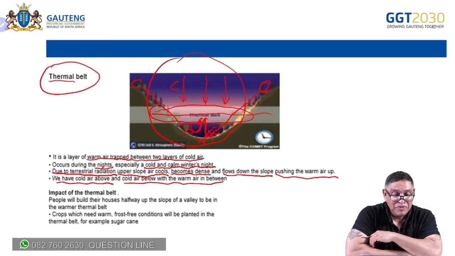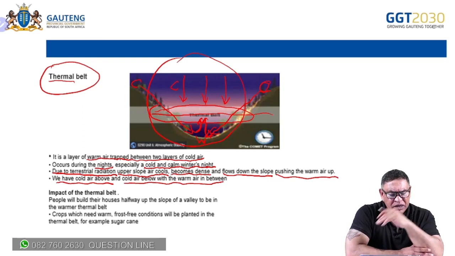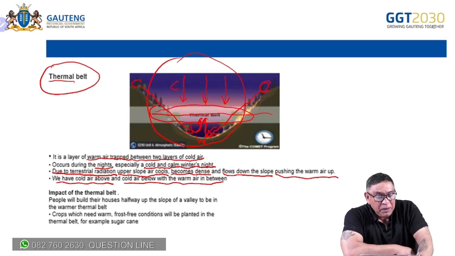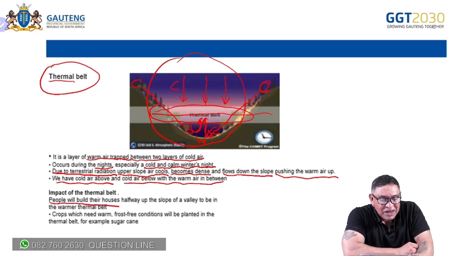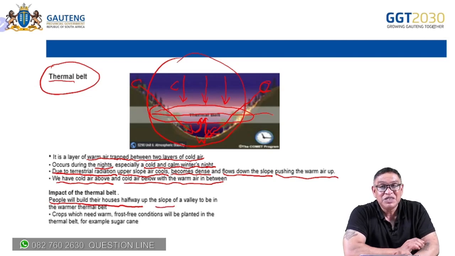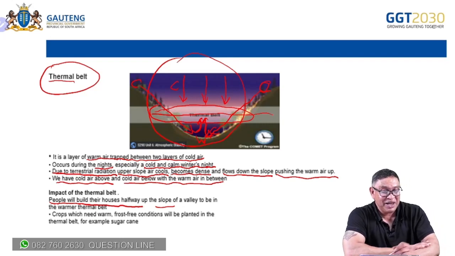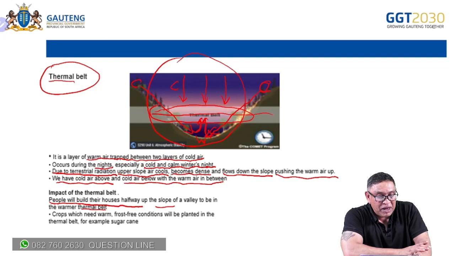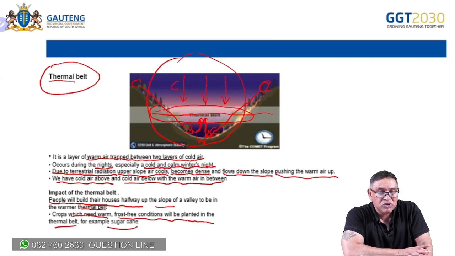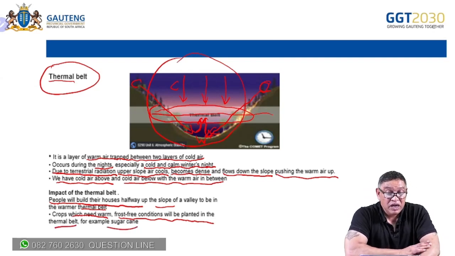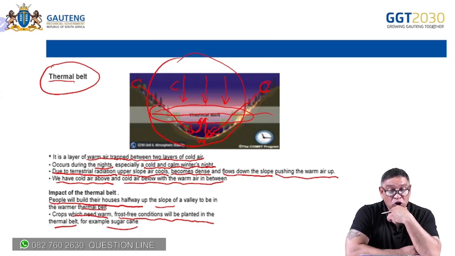It's caught there. Now, what's so significant about the thermal belt? People build their houses there, halfway up the slopes, because it is warmer. Generally speaking, I know some of you love to freeze, but generally people like warmer areas, all right, in the warmer thermal belt. Crops that need warm, frost-free conditions will be planted in the thermal belt. Example, sugarcane. This is where we plant it. We won't plant it at the bottom if frost is going to damage those crops.